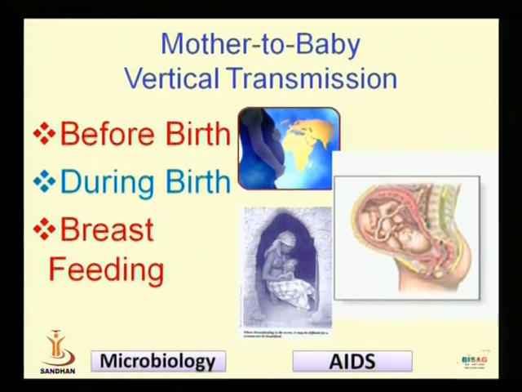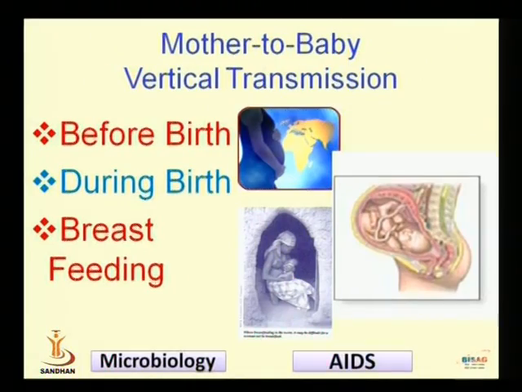Now, since mention has been made of vertical transmission, the other transmission, where the virus is transmitted from one individual to another, we call horizontal transmission. That is either transmission through sex, sharing needles, or body fluids. They are all horizontal transmission because it is transmitted from one individual to another. But when it is transmitted from a mother to a baby, that is considered vertical transmission.